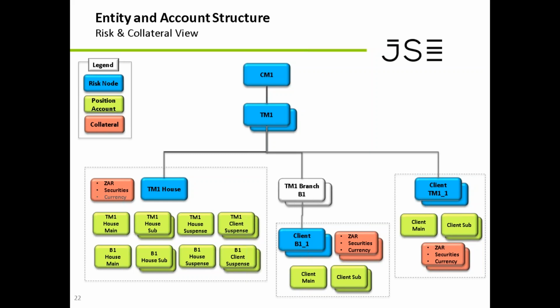You will also see that there are collateral accounts that are generated for ZAR, securities, and currency on the lower level risk nodes. So at any point in time, you will be able to see exactly what collateral has been pledged for each of these.